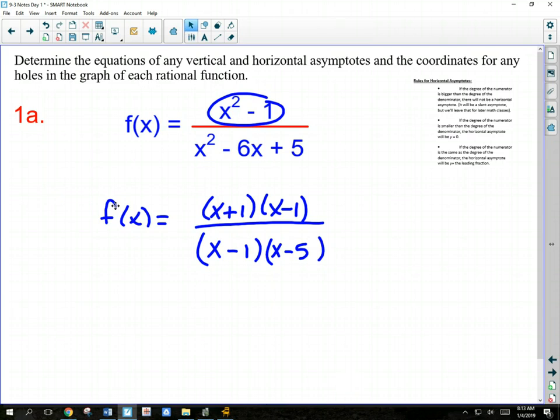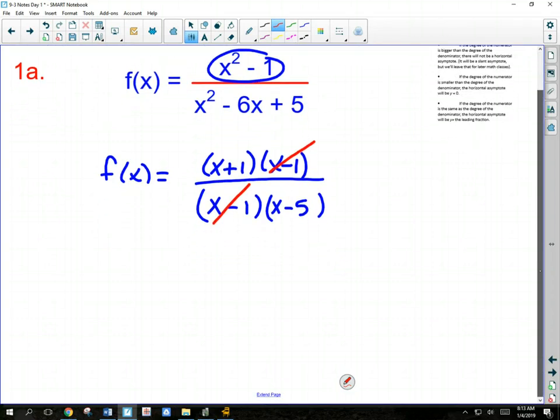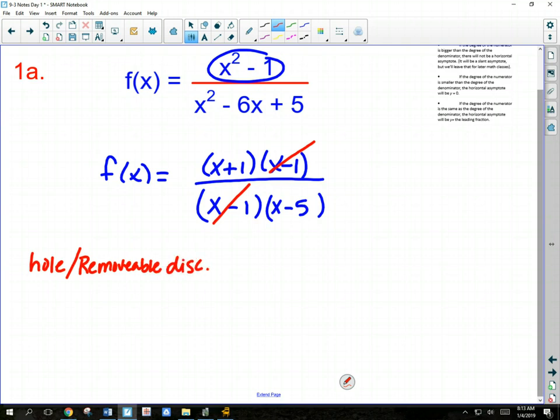Okay, so what happens is this. I do have factors that cancel, and it's this one right here. When you have factors that cancel, they become a hole or removable discontinuity. Okay, so I'm just going to write this out for you in a lot of detail so that you remember this later. Holes or removable discontinuity. Okay, I'm going to just abbreviate that. Again, those come from factors that cancel. So the factor that canceled in this case is x minus 1.